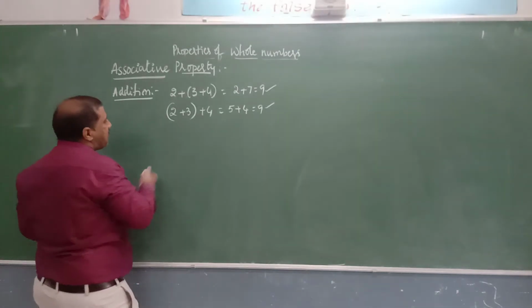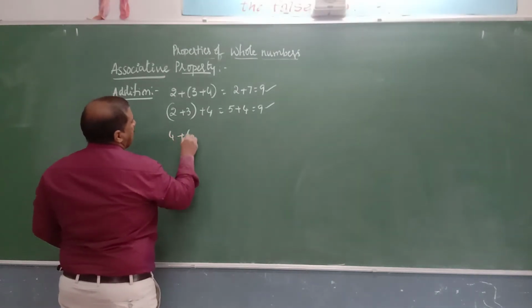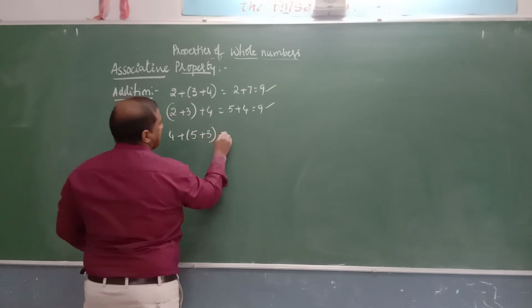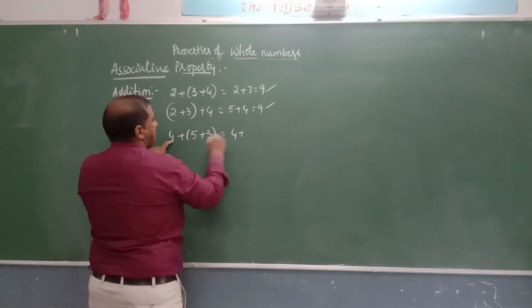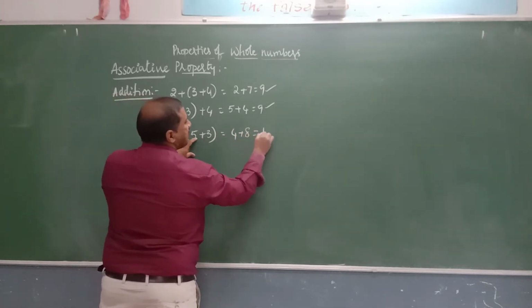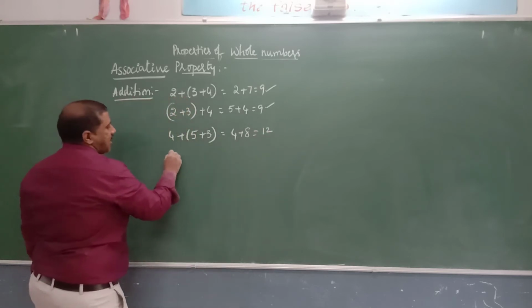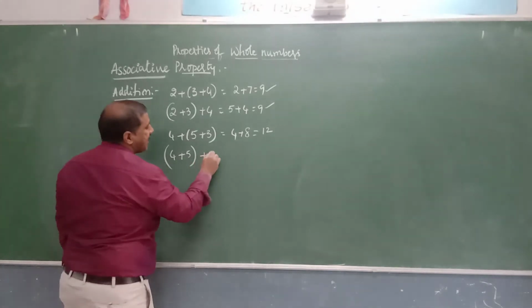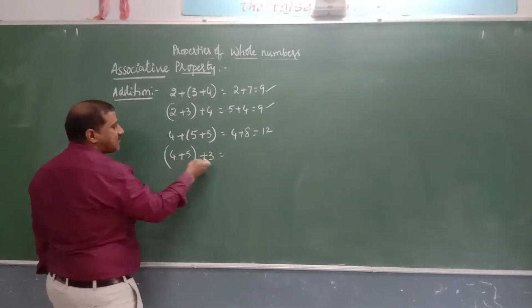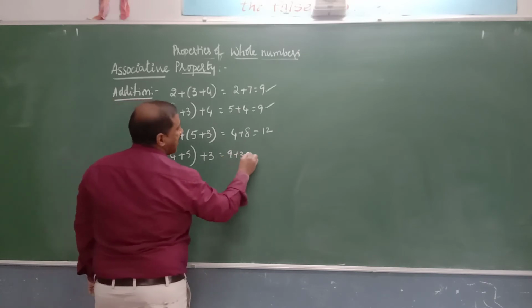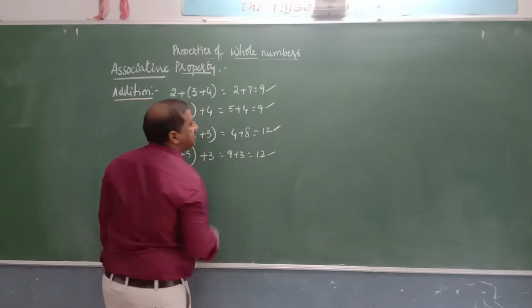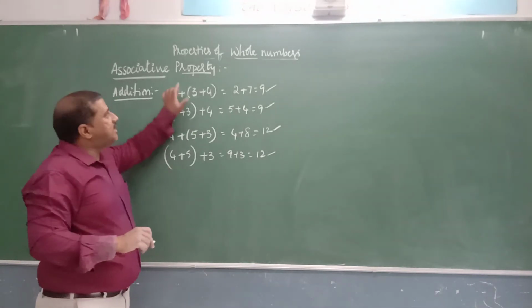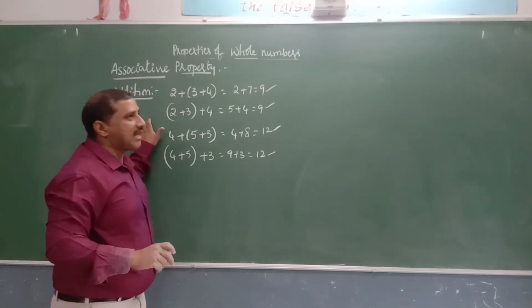You take one more example: 4 plus (5 plus 3). That is, 5 plus 3 is 8, and 4 plus 8 is equal to 12. Then (4 plus 5) whole, plus 3. Now add inside the bracket: 4 plus 5 is 9, and 9 plus 3 is 12. We got the same sum. This property is known as associative property under addition.